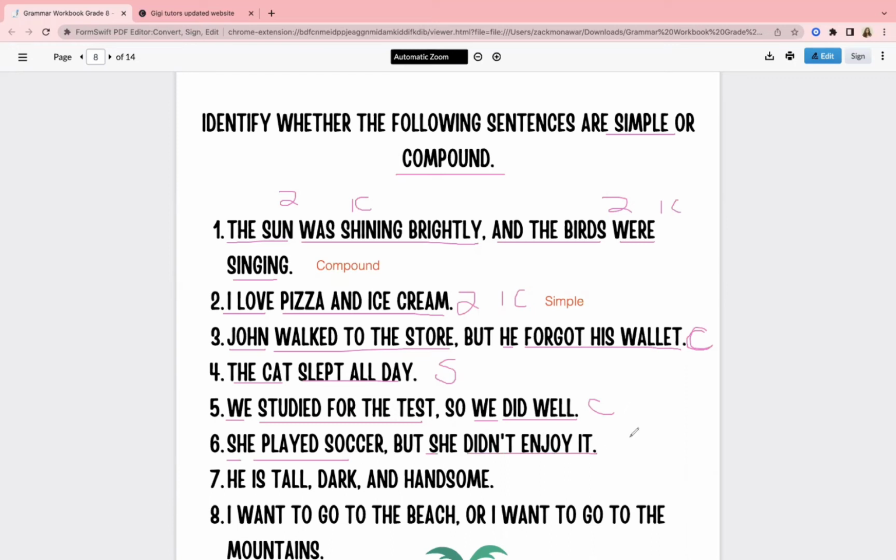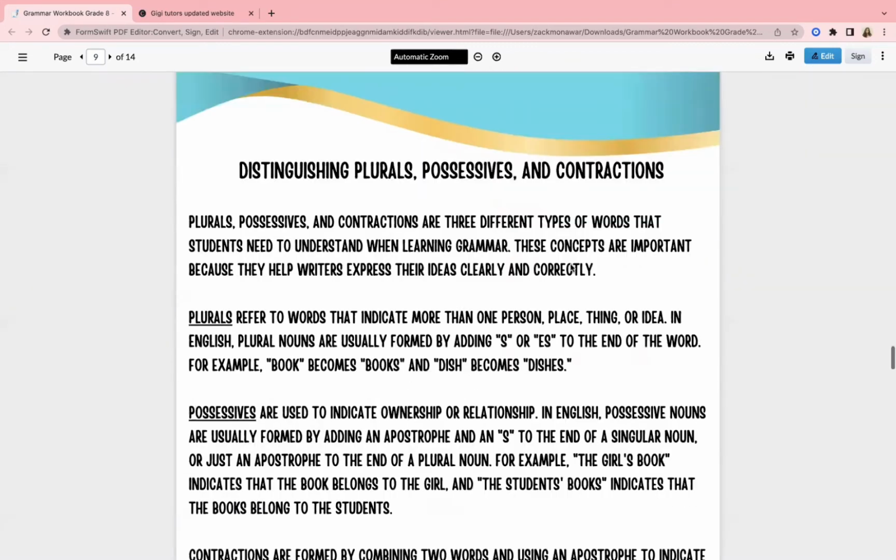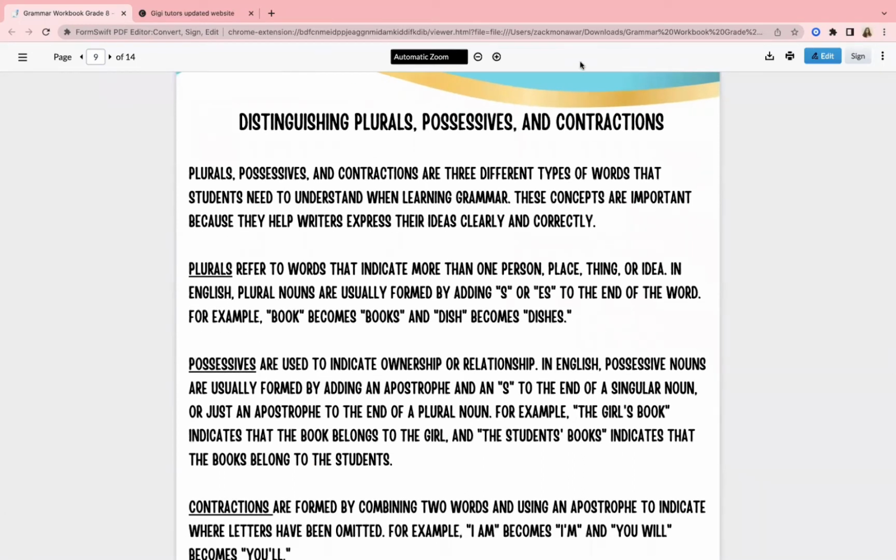Now on to number 6. She played soccer. She didn't enjoy it. These are two independent clauses, compound sentence. Number 7, he is tall, dark, and handsome. There's one subject and one predicate, so it is a simple sentence. Now, number 8, I want to go to the beach. I want to go to the mountains. These are two independent clauses, so you got it. It's a compound sentence.